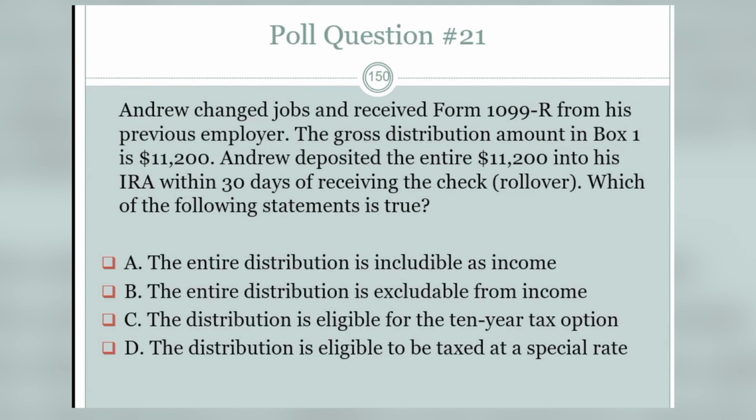The entire distribution is includable as income. The entire distribution is excludable from income. The distribution is eligible for the 10-year tax option. The distribution is eligible to be taxed at a special rate. What do you guys think?